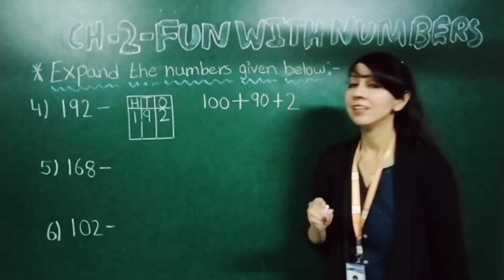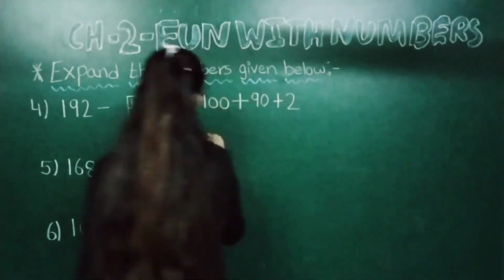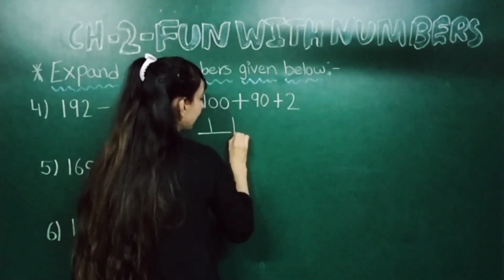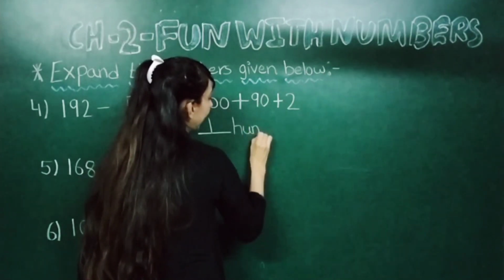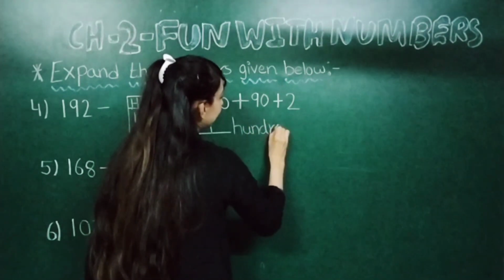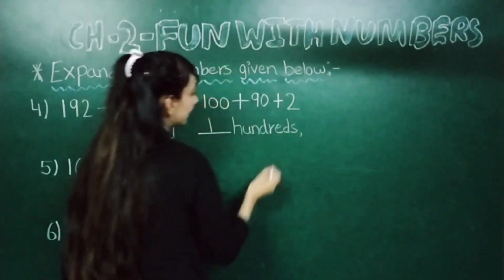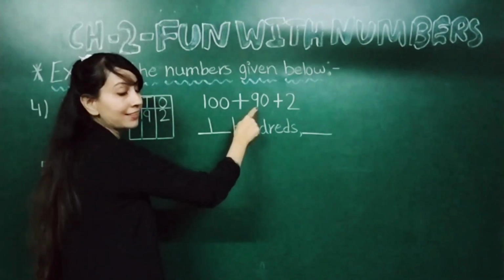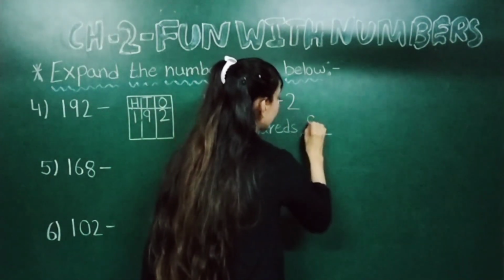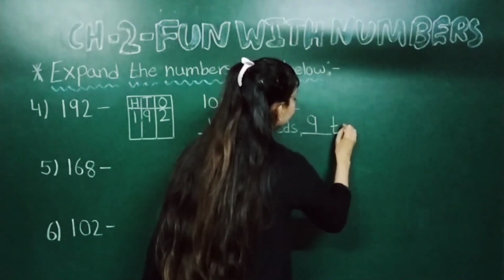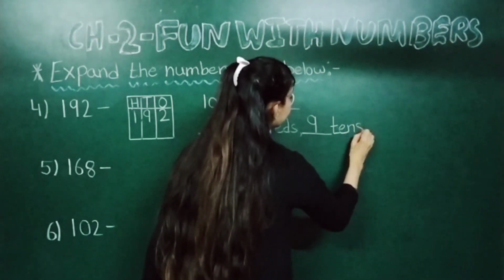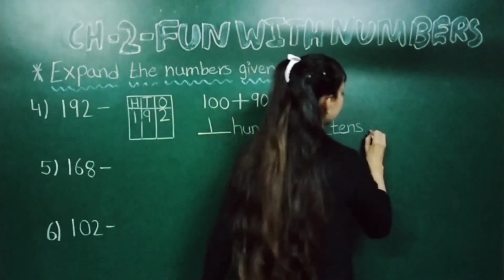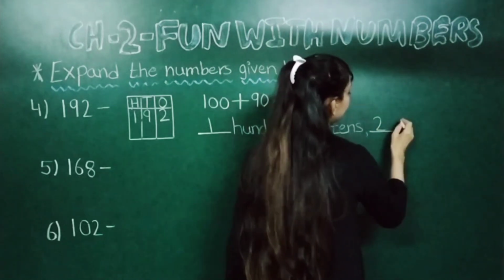Now let's expand it. In this dash we will write 1, and here we will write the spelling of hundreds, HUNDREDS. Now in this blank it will come 9, 9 tens, so 9 and here we will write TENS. Now this 2 is 2 ones, so in this blank we will write 2 and here we will write ones.